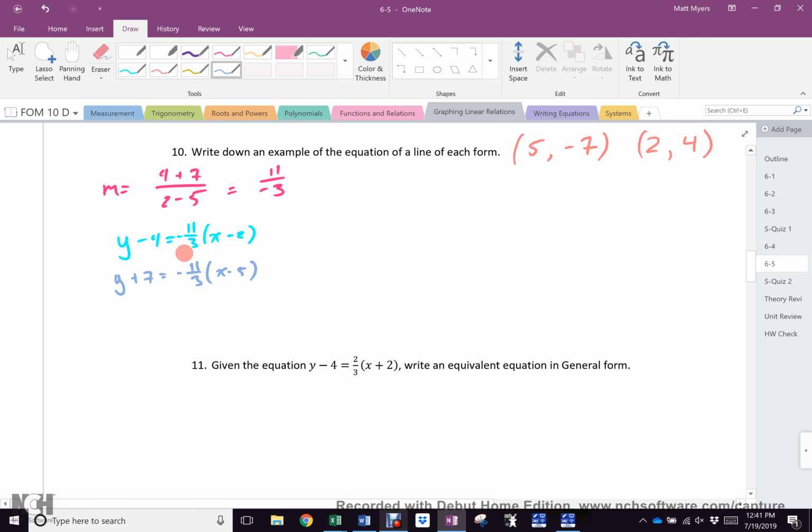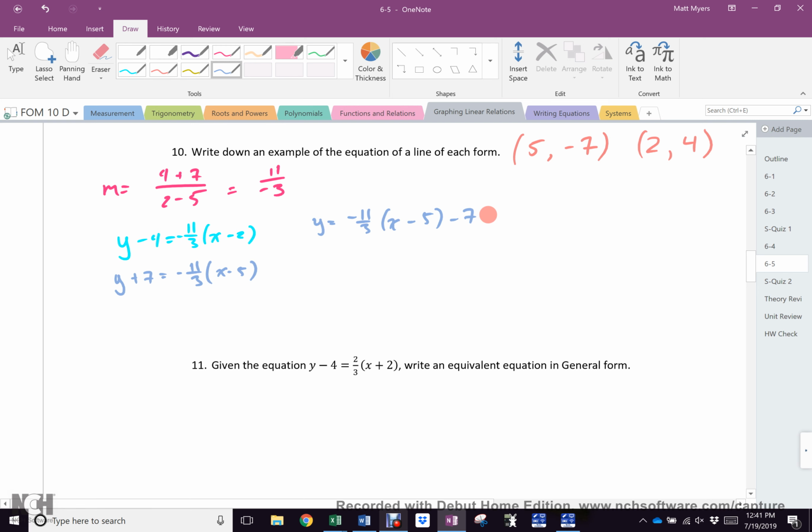What do I need to do to get the slope-intercept form? I have to isolate y. So let's do it. What's got to move? The 7. If we're working with this one, I'll use the same shade of blue. y equals negative 11 thirds (x minus 5) minus 7.